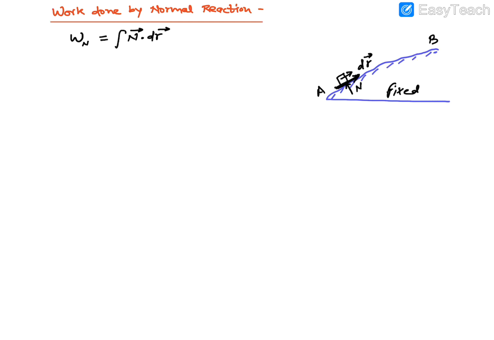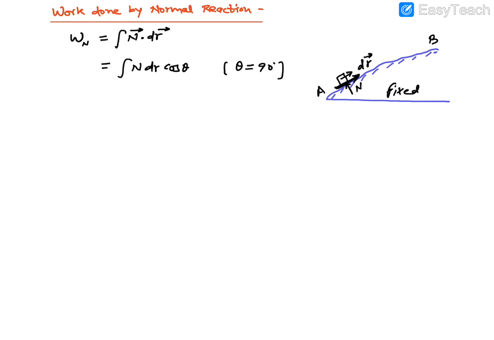Though if this is irregular, then you'll find this normal reaction will not be constant, but you'll find this normal reaction and this small displacement will always be perpendicular to each other. So you can write it as integration n dr cos theta. Now that's a difficult integration to perform because n is going to be variable, but one thing is obvious: this dr and n are going to be perpendicular to each other, so this theta is going to be 90 degree. So even though the surface is irregular, theta is going to be 90 degree.